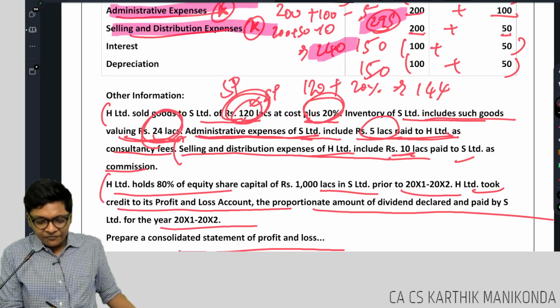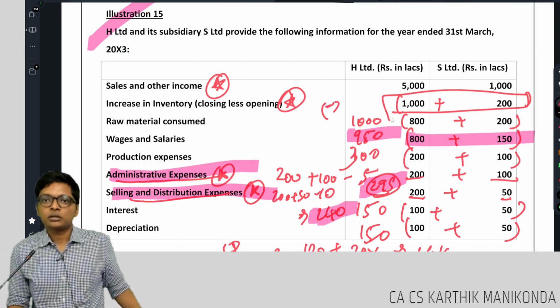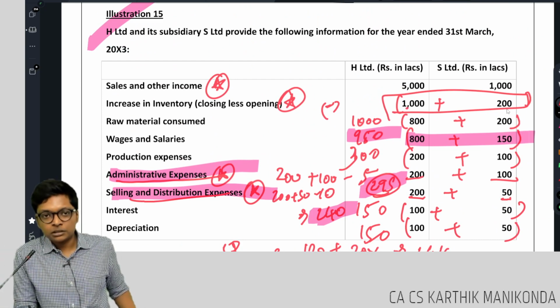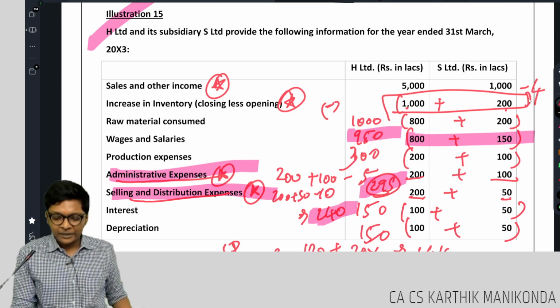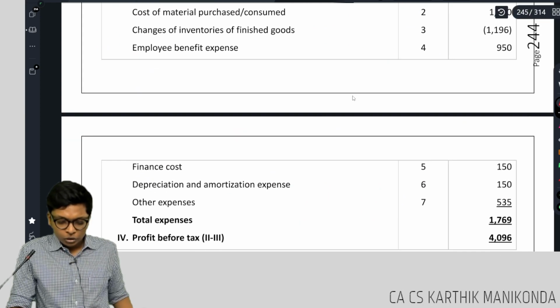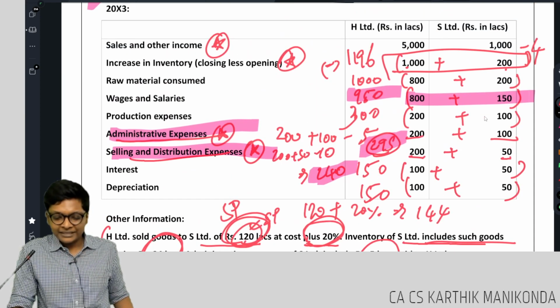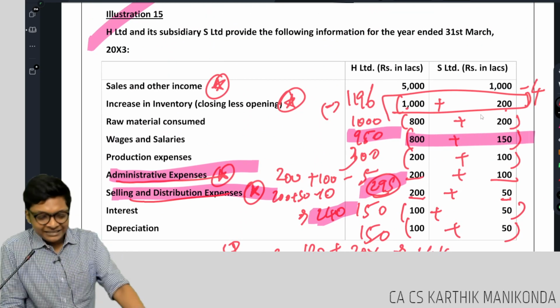This has to be eliminated from what, guys? Stock. So I will do 1000 plus 200 minus 4. Are you following? It will be how much, guys? 1196. Come down, look at the inventory. Can you see here 1196? Are you following, guys? 1196.